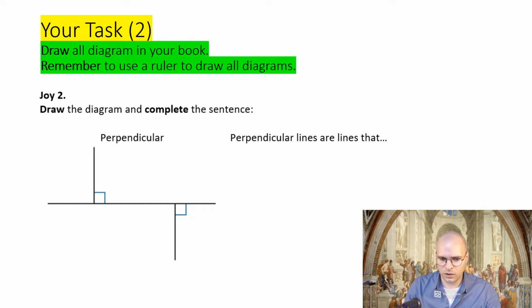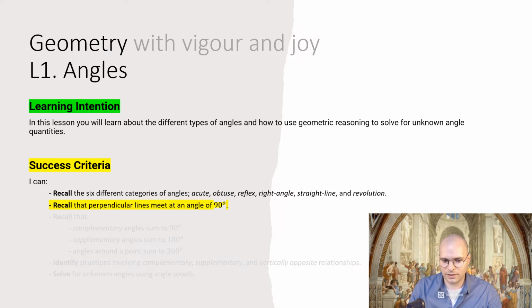Your turn. Draw the diagram in your book and complete the sentence. Perpendicular lines are lines that. Pause the video now and press play when you're done. Perpendicular lines are lines that intersect at an angle of 90 degrees. Check your answer and make amendments if you need to. By this stage in the lesson, you should be able to recall that perpendicular lines meet at 90 degrees.